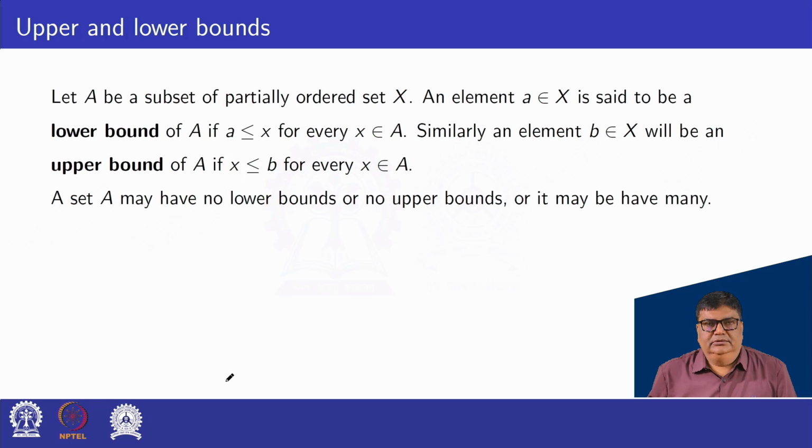Upper and lower bounds. Let A be a subset of a partially ordered set X. An element a belonging to X is said to be a lower bound of A if a ≤ x for every x belonging to A. Similarly, an element b belonging to X will be an upper bound of A if x ≤ b for every x belonging to A. A set A may have no lower bounds, or no upper bounds, or it may have many.